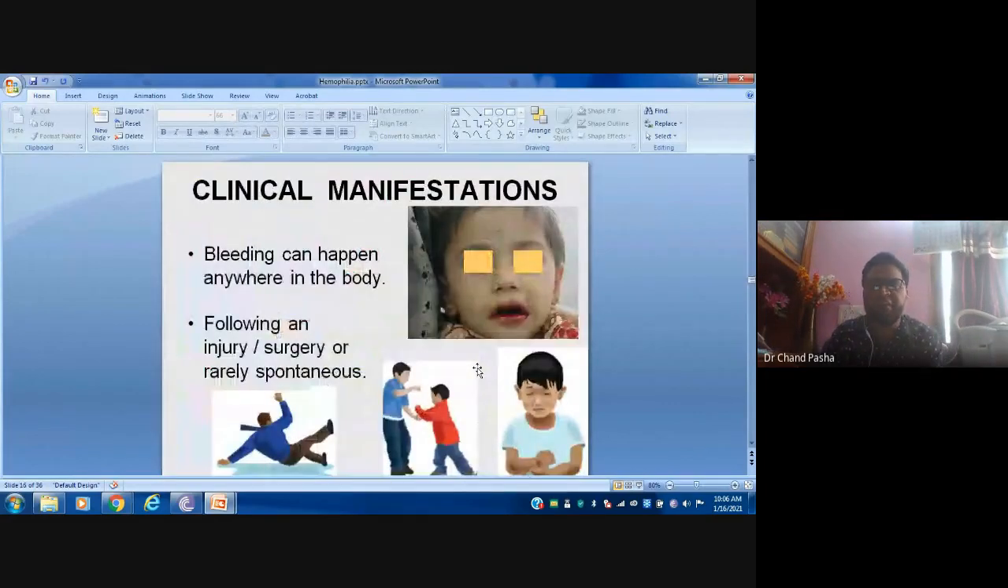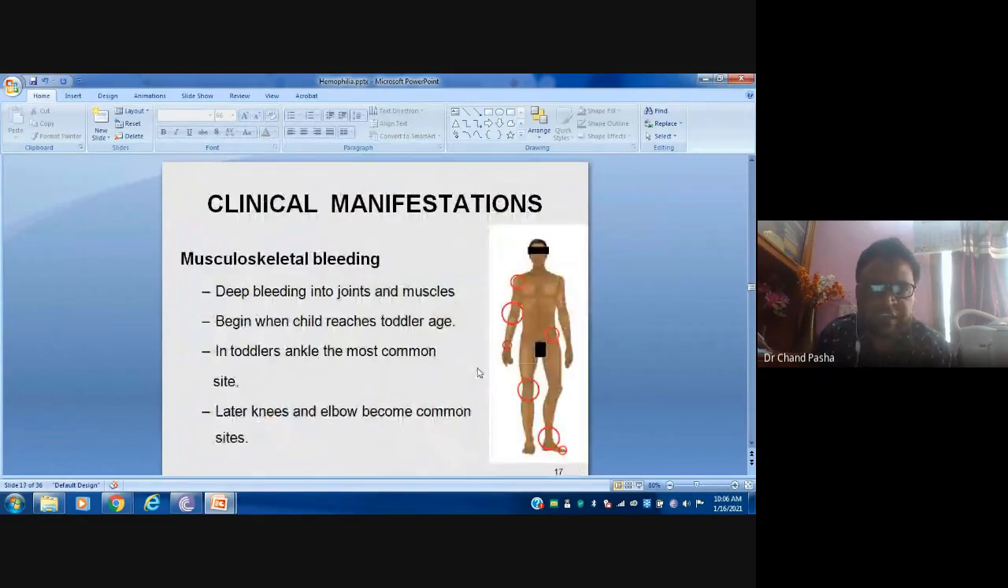Clinical manifestations: bleeding can happen anywhere in the body, following an injury or surgery, or rarely spontaneously without anything. Sometimes internal bleeding, and bleeding into the synovial cavities also takes place. Musculoskeletal bleedings and deep bleedings occur into joints and muscles, so the blood gets accumulated there, and sometimes secondary infections lead to a lot of pain in the joints. It begins in childhood, and when a person reaches the adult stage, the joints are affected more. In toddlers, the ankle is the most common problem site. Later the knees and elbows become common sites.